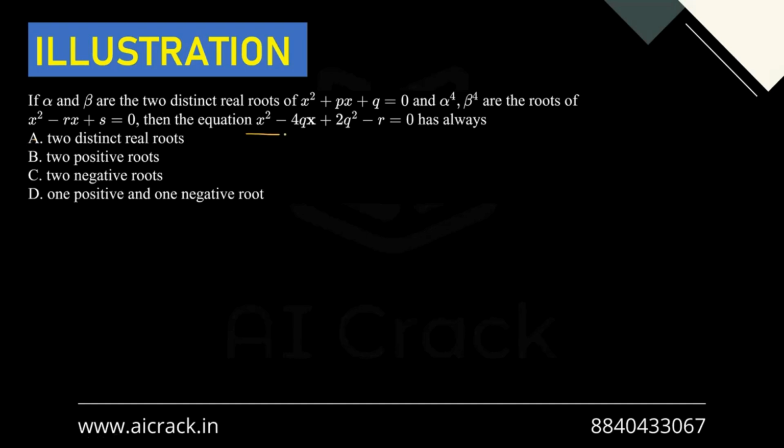Discriminant of this equation. Okay. So D would come out to be 16q² - 4 × (2q² - r). Now that would become 8q² + 4r.